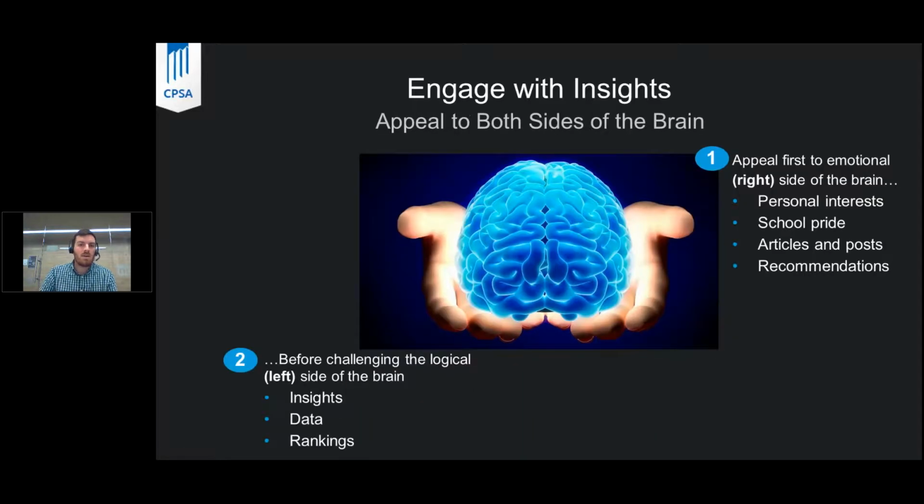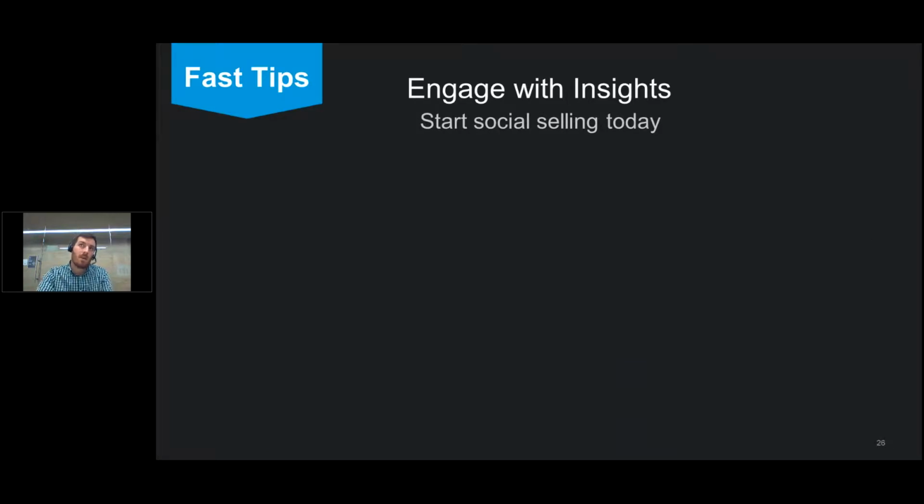This is what it really means if we look at how we approach the human brain. Before challenging, the left side of the brain is really looking at insights, data, and rankings. But what you're trying to do is appeal to this person's emotional interests. Because something's been mentioned, something has changed, and these are your entry points that you can get from LinkedIn. What are their personal interests? Where do they go to school? What articles and what recommendations? That's where we see people really master the art of reaching out with purpose.